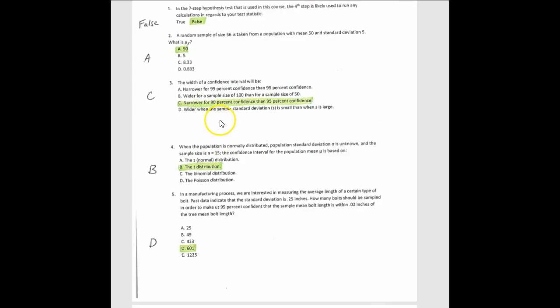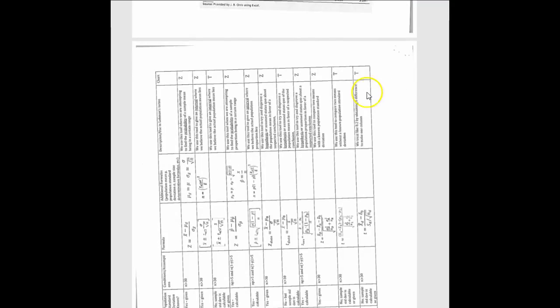All right, when the population is normally distributed, population standard deviation sigma is unknown, and the sample size is n equal 15. Confidence interval for the population mean mu is based on which distribution? And this just goes to speak, do you know how to determine, so what you do is you scroll down here, or you're going to have this printed off. You're going to look at your sheet. And you're going to say, which one do we have to know sigma? Which one don't we have to know sigma?